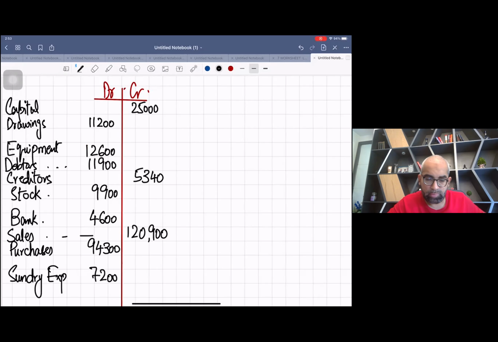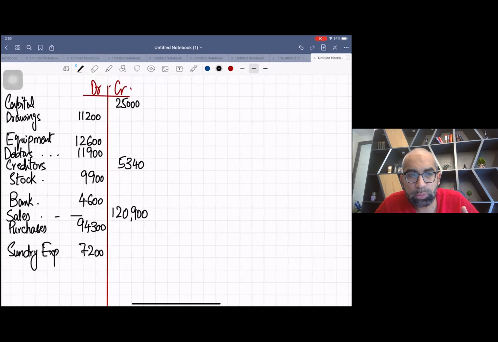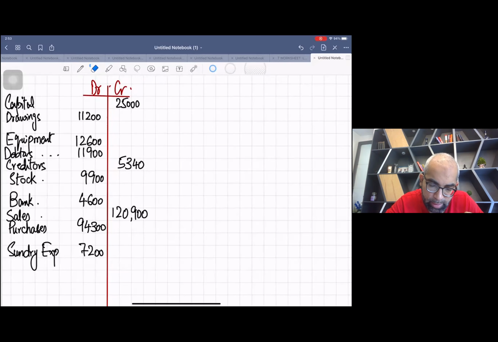Okay, so this was the first step. Now I invite all of you. I just used these balances and I made this trial balance. Okay, but now I challenge you guys that this trial balance will be disbalanced. So you need to balance this trial balance first. Now how are you going to balance it using suspense?